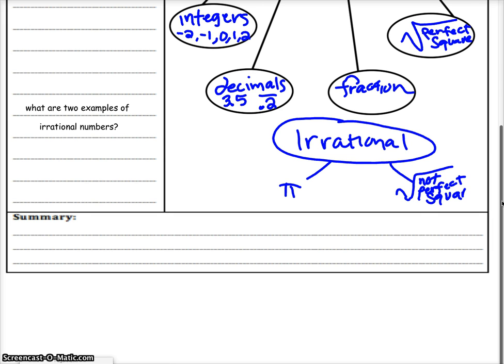It's much easier to identify something as irrational than rational. So when I'm given a set of numbers, I look for irrational first, because I know I'm looking for a non-perfect square root or pi. It's so easy. And if it's not one of those, it's rational.